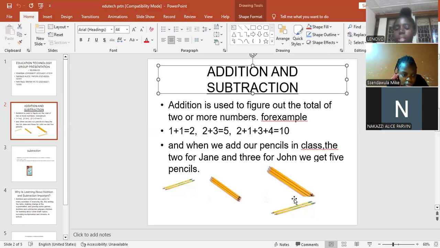So when we add our pencils that we see in the diagram, let us say that the 2 pencils are for Jane and the 3 pencils are for John, okay? When we sum up Jane's pencils, which are 2, and John's pencils, which are 3, the total is what, Maria? There are 5 pencils. That means that we have added, okay?